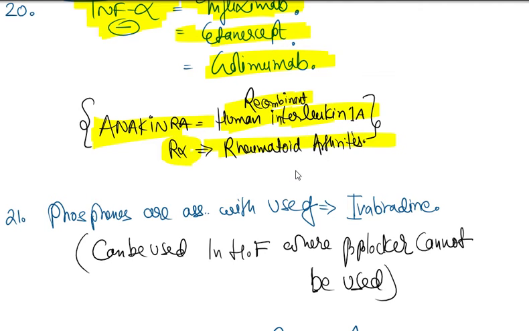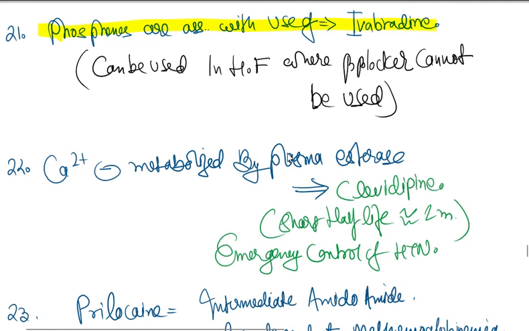Next one, phosphenes are associated with use of ivabradine. It can be used in heart failure where beta blockers cannot be used. Where beta blocker is not useful, you can use ivabradine.